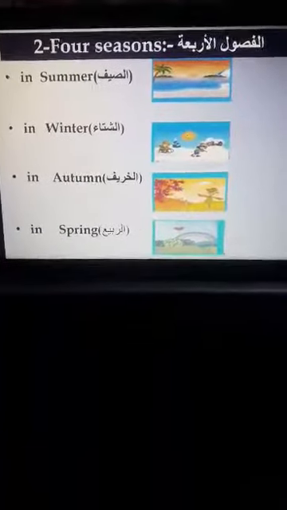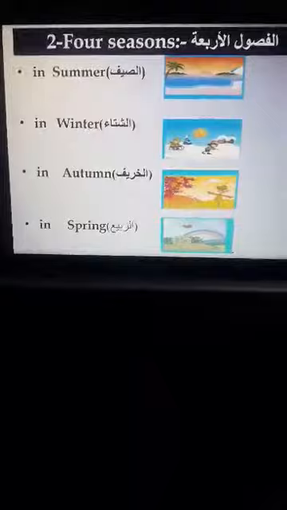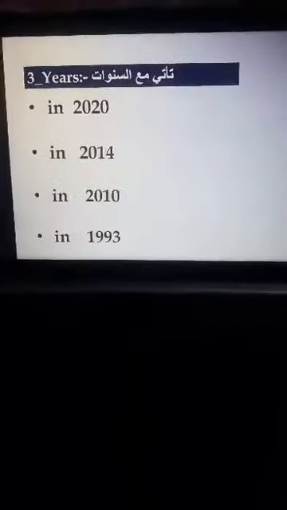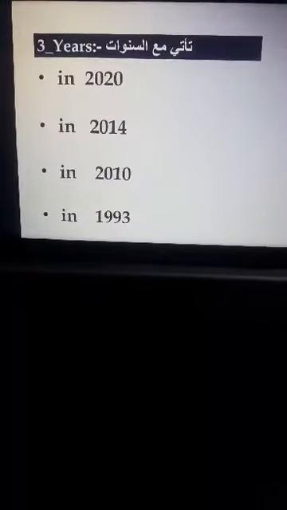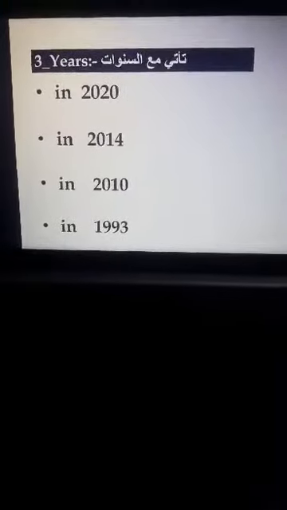In spring. إذن الان in تأتي مع months الشهور, and two مع four seasons الفصول الأربعة, and three تأتي مع years السنوات. In 2020, 2040, 2010, 1993. And the second is on.